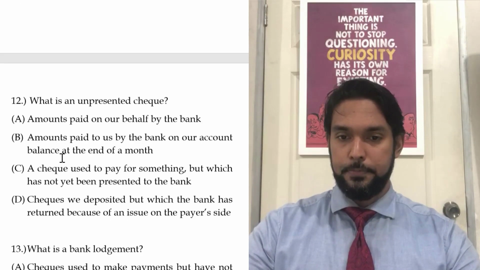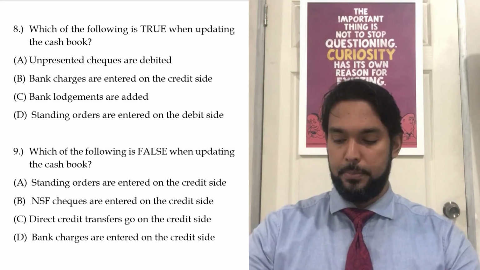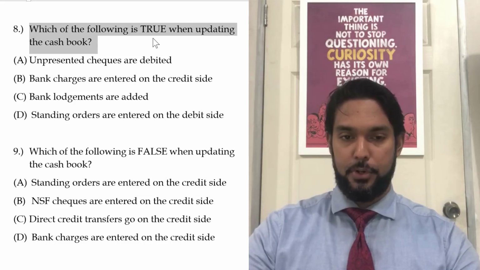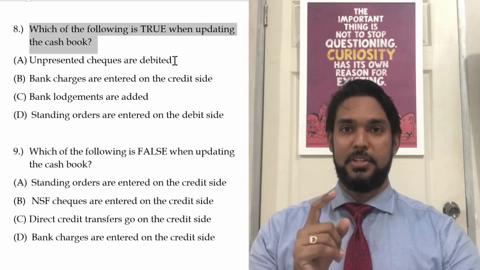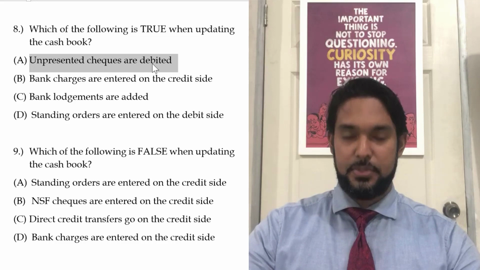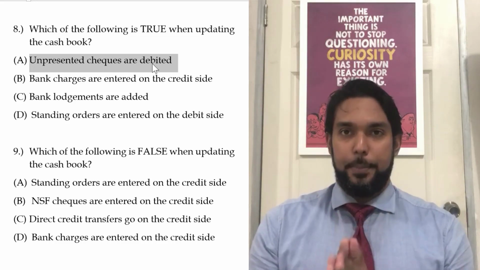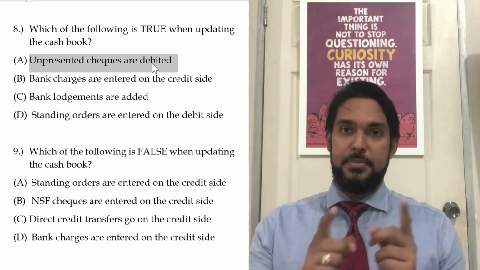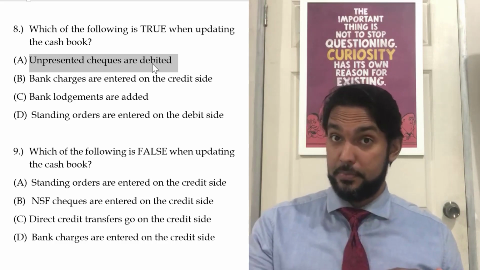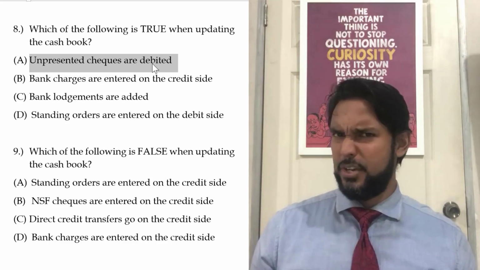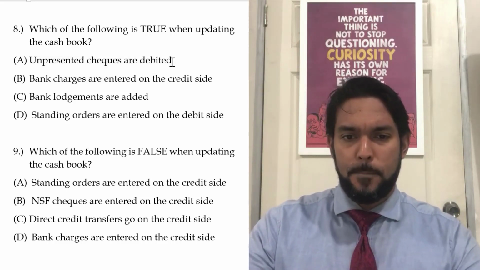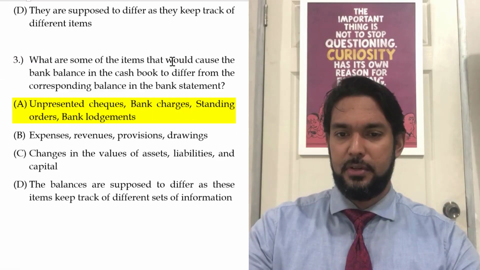Okay, so let's scroll down and let's go across to number 8. Which of the following is true when updating the cash book? Unpresented checks are debited. First of all, hold on, before I get into it, when we are updating the cash book, that means that we are putting items in the cash book that the bank statement has, but the cash book does not. We had a whole list of stuff above. Do you guys remember what it is? You want to take a rewind and check it out? Well, hold on. Before we go there, let's just scroll back up a little bit and check out those items.